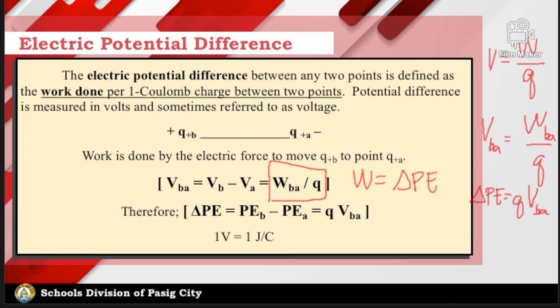Take note, when the test charge is moved in the field by some external agent, the work done by the field on the charge is equal to the negative of the work done by the external agent causing the displacement. Therefore, we can say that the work done is equal to negative change in potential energy.